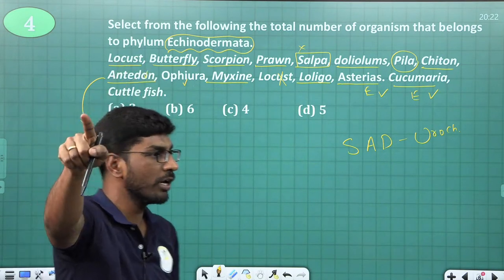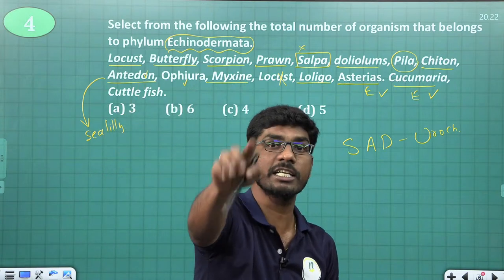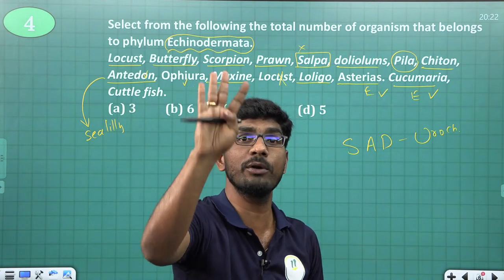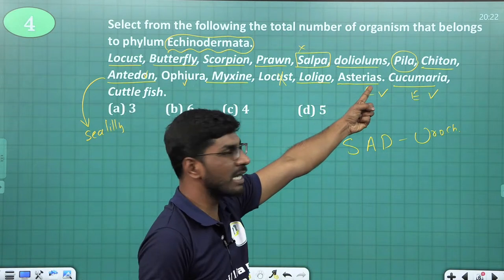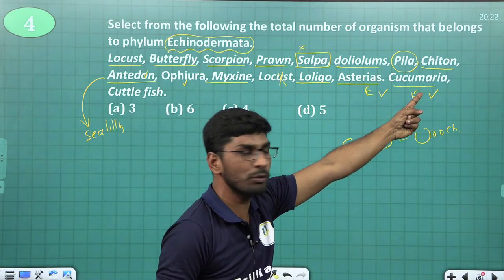1, 2, 3, 4. Answer is what? Shabash. Very good. Answer is 4 are echinoderms. So tell me the common name of this one. Tell me. Asterias, starfish. Cucumaria, sea cucumber.